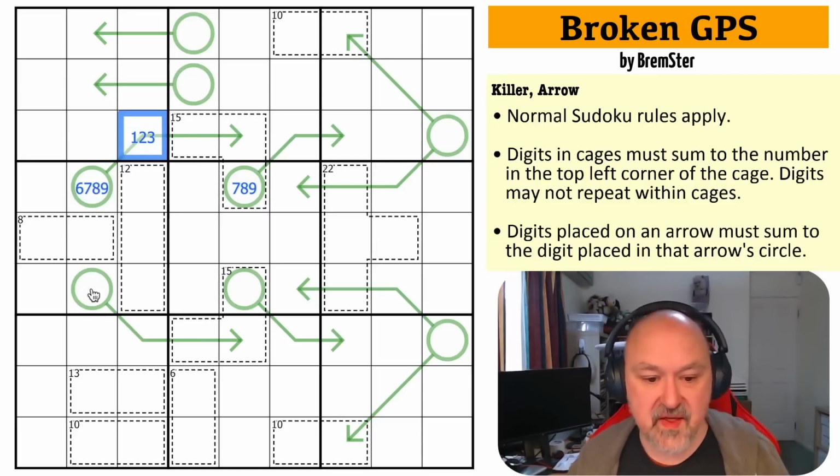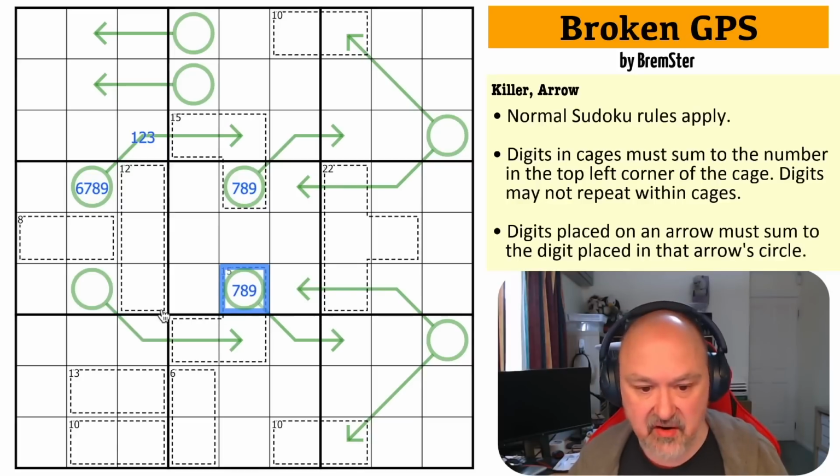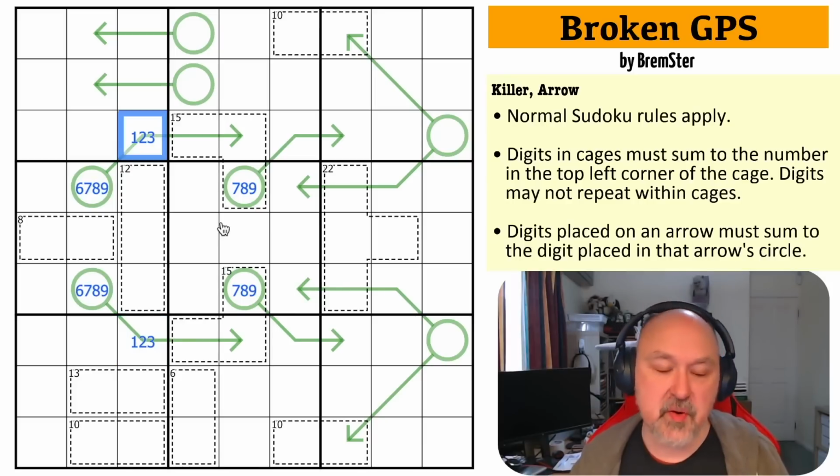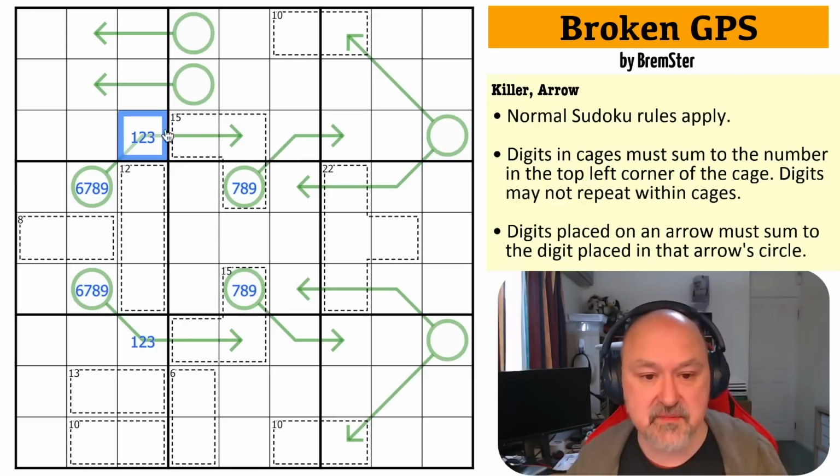And that becomes forced. This is an exact replica down here, with this arrow, ignoring everything but this arrow and this cage, which are an exact replica. So this is a 7, 8, 9, and this is a 6, 7, 8, 9, and this is a 1, 2, 3. Now, the question we want to ask is, what happens if this becomes a 3?